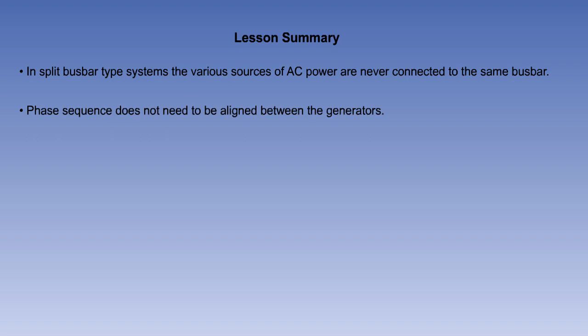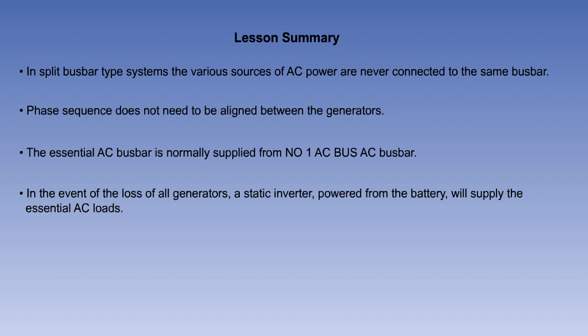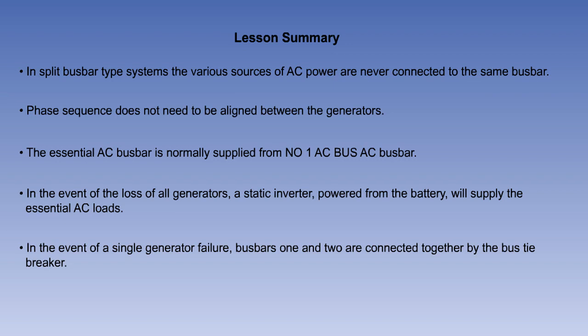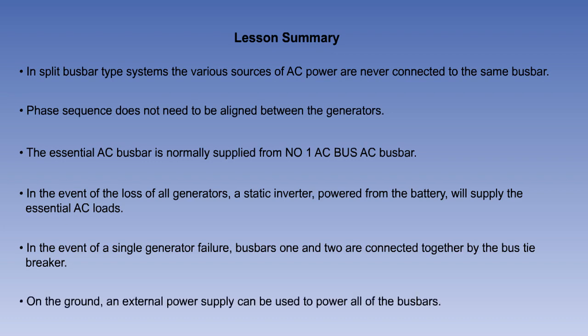Because the generators are never operated in parallel, phase sequence does not need to be aligned between the generators. In most systems, the essential AC busbar is normally supplied from number 1 AC busbar. In the event of the loss of all generators, a static inverter, powered from the battery, will supply the essential AC loads. In the event of a single generator failure, busbars 1 and 2 are connected together by the bus tie breaker. On the ground, an external power supply can be used to power all of the busbars.